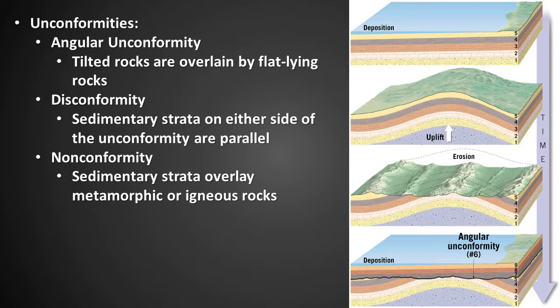The graphic at the right depicts the formation of an angular unconformity. Step 1, deposition of a geologic unit or units. Step 2, uplift and folding of this older geologic unit or units. Step 3, erosion of these older geologic units. Step 4, deposition of younger geologic units.